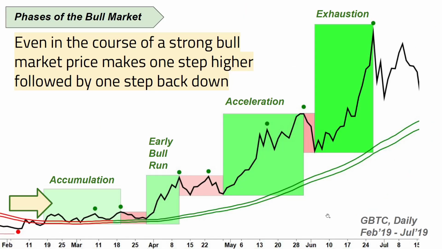The principle number 2 is that price never travels from point A to point B, from the bottom to the top, in a straight line. There will always be pullbacks. Look at the chart of GBTC, a Bitcoin fund, in February 19, July 19. There was a big rally, but look, price did not go up from February until June. It kept pushing up and down, up and down, up and down.